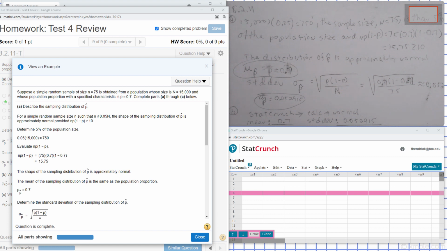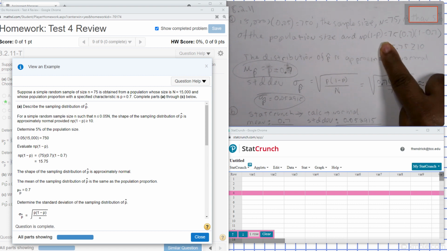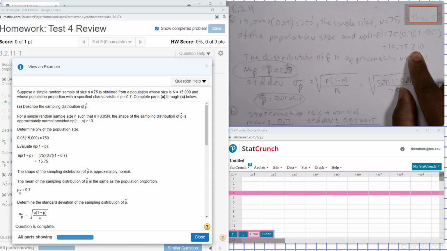Then you can evaluate it there. N times P times 1 minus P is 15.75, and in this case that is going to be greater than 10. Okay, so the shape of the sample proportion is approximately normal.